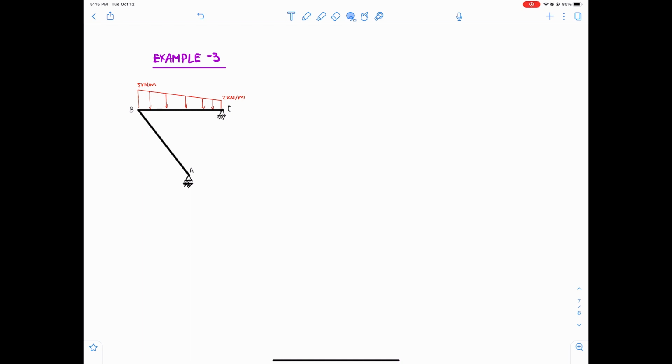So today we're just going to go over another example that's similar to those previous two, but this time with a distributed load, okay? So the process is actually very simple, so let's just jump right into it, all right?